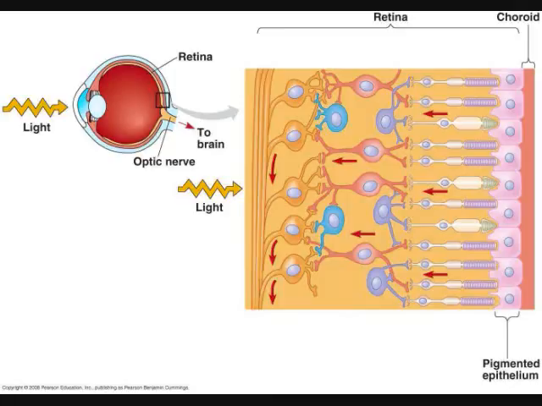Pigmented epithelium. The outer pigmented layer of the retina, the pigmented epithelium, absorbs light to prevent visual echoes and also recycles retinal from the photoreceptors in the neural layer.